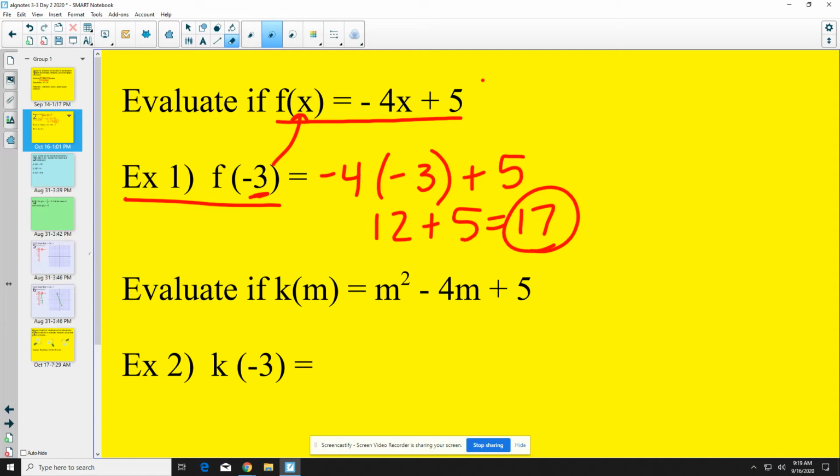All right, I want you to try number 2. Number 2 in your notebook, write down k of -3. But this time, we're going to use the function k of m equals m squared minus 4m plus 5. Pause the video now. Try your problem. When you get done, hit play.